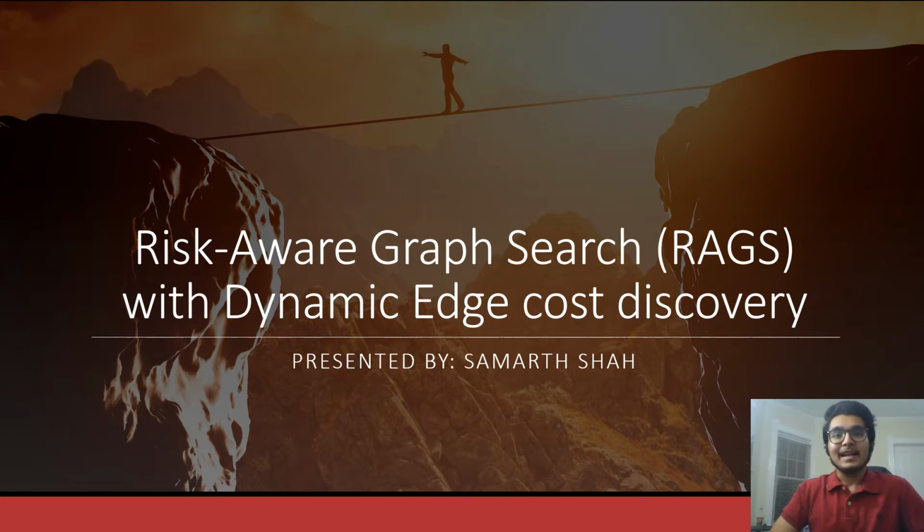Hello everyone. As we all know, at times the shortest path is not always the safe path, and sometimes you do not know which path would turn out to be risky. So, in such a condition, how does a robot operate? Don't worry, the RAGS algorithm is here to help us understand how to avoid this. So let's dive right in.